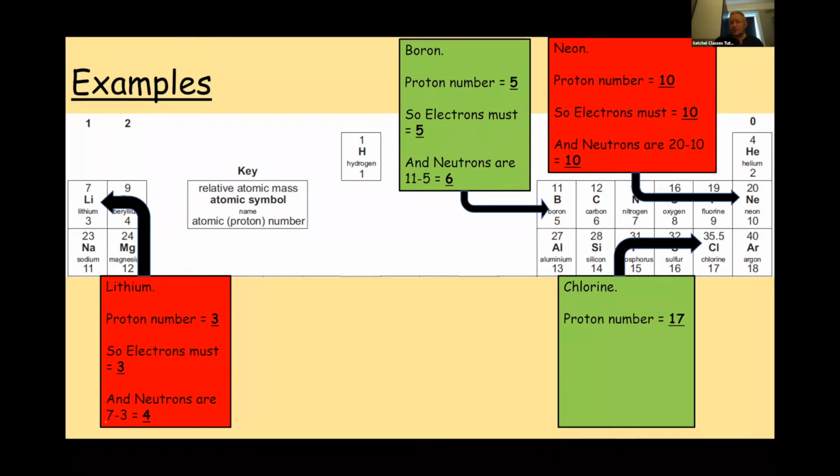So proton number is 17, because that's my proton number according to my key. The electrons must also equal 17, because protons equals electrons in the atom. The mass number is 35.5, take away 17, that means I must have 18.5 neutrons. And even though you're probably thinking, how do I have half a neutron? In this case at GCSE, that is the correct answer, and you don't need to look too deeply into it.